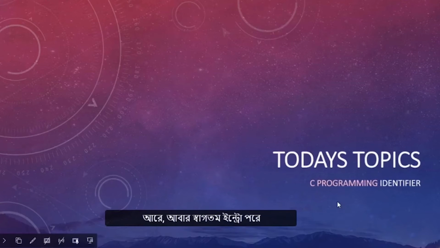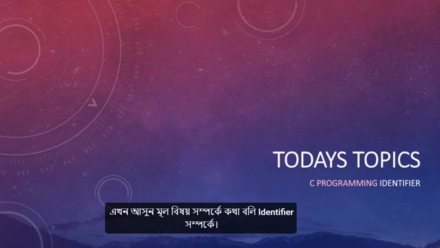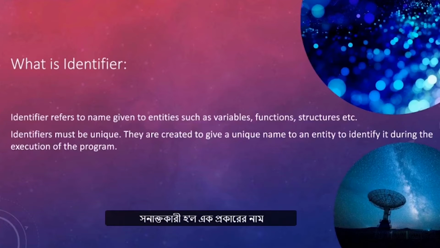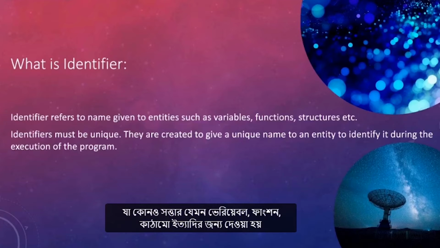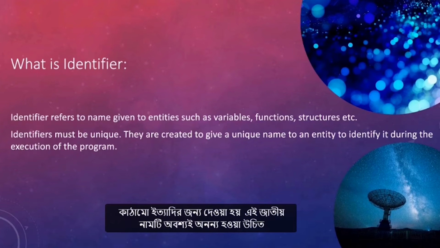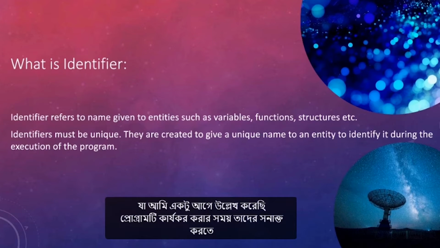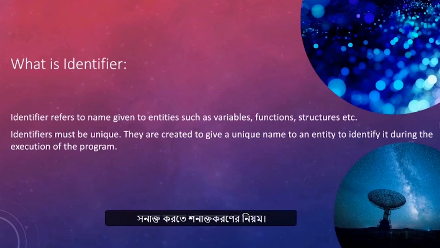Hey, welcome back after the intro. Now let's talk about the main topic, and it is about the identifier. An identifier is a kind of unique name that is given to entities such as variables, functions, structures, etc. This name must be unique because identifiers are created to give a unique name to the entities I have mentioned a little while ago, to identify them during the execution of the program.